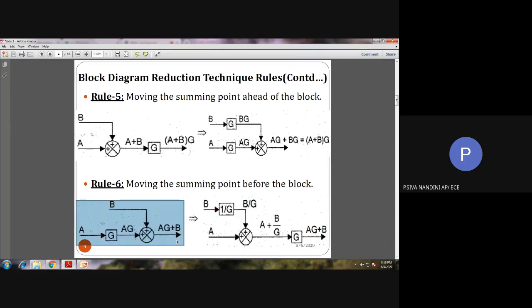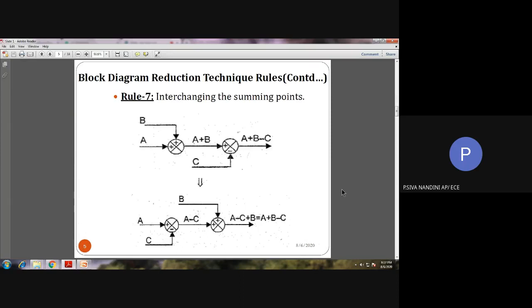So to move the summing point before a block, what do we have to do? We have to include the term 1 by G for the input which need not have the block G multiplied. Okay, clear? So likewise, we have seen this rule number 6. Next we shall see rule number 7.